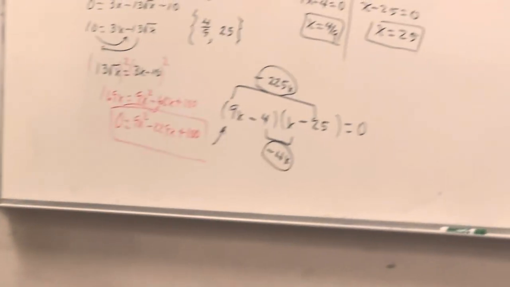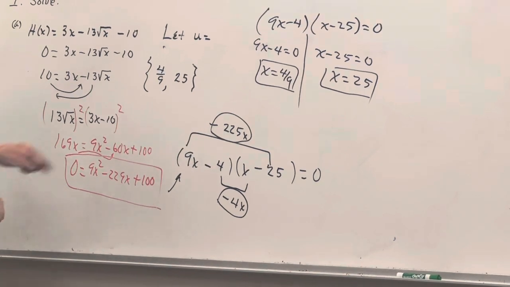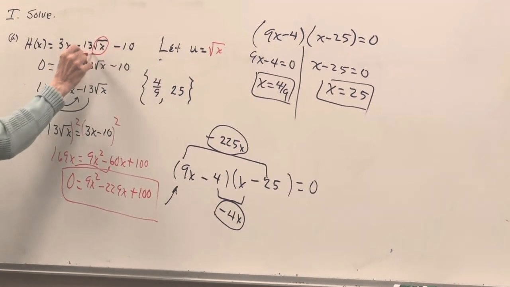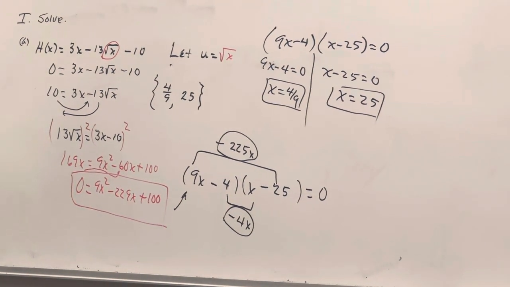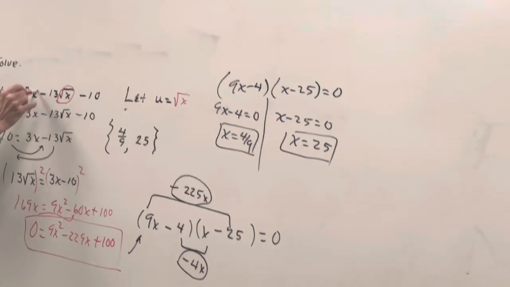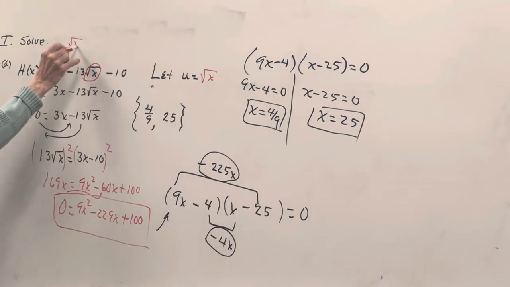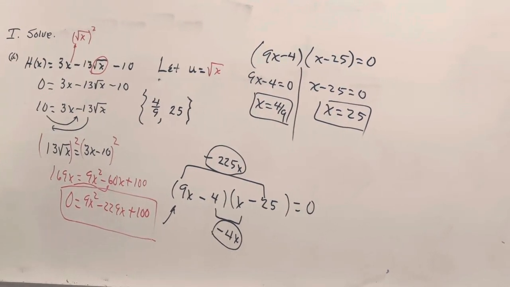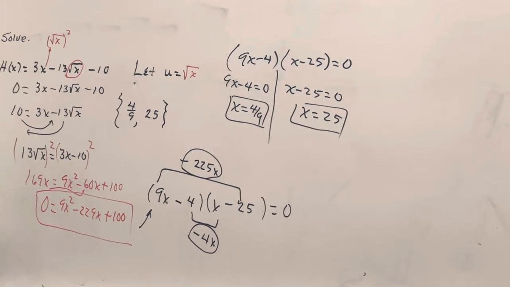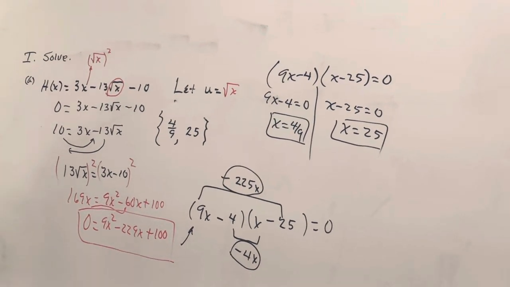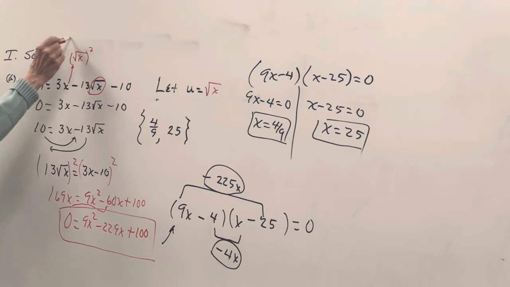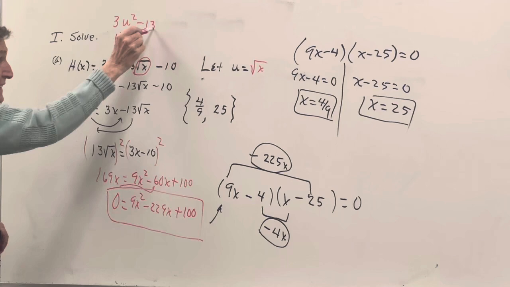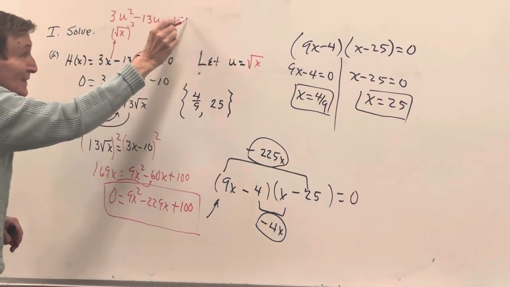What would you let u be in this case? Square root x. Square root x, that middle term there. If I do, I know and you know this first term can be that square root x that was given to me squared. Square root x squared is x. And therefore with that square root x now, that's the u, this becomes, look at this, how cute, 3u squared minus 13u subtract 10 equals 0.